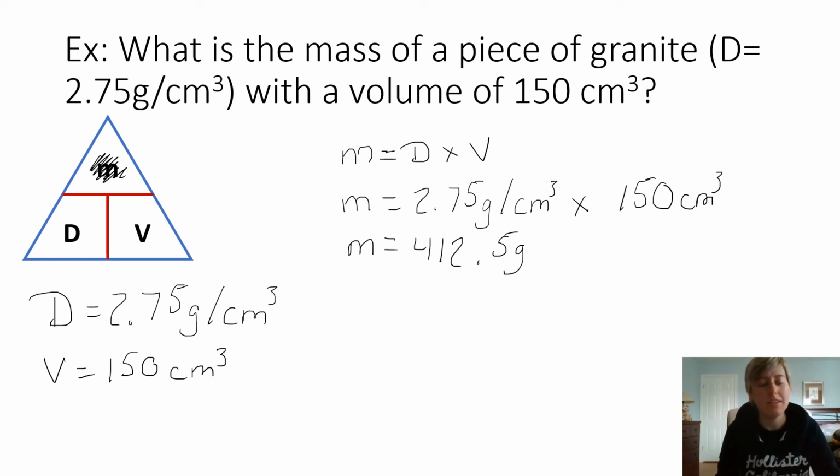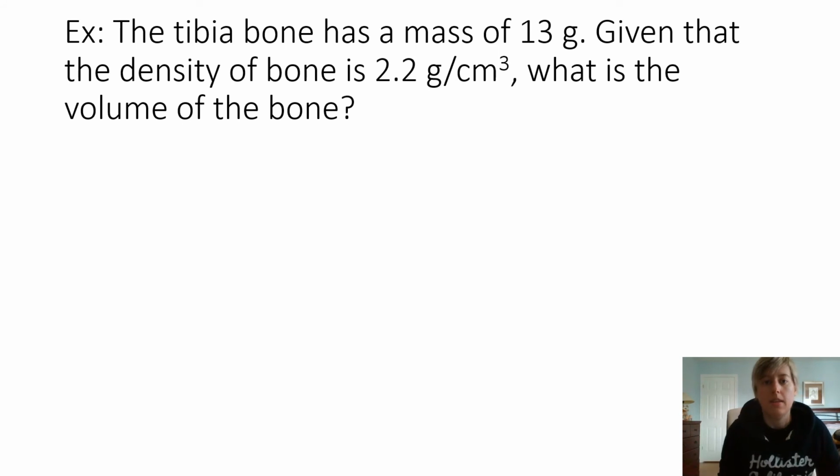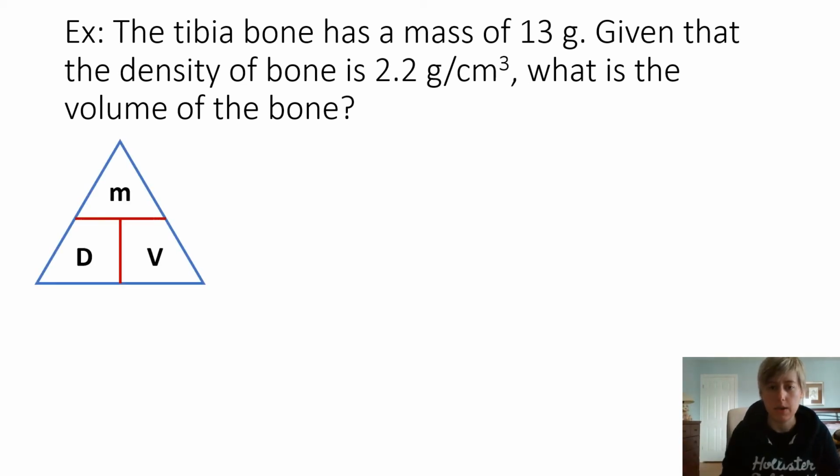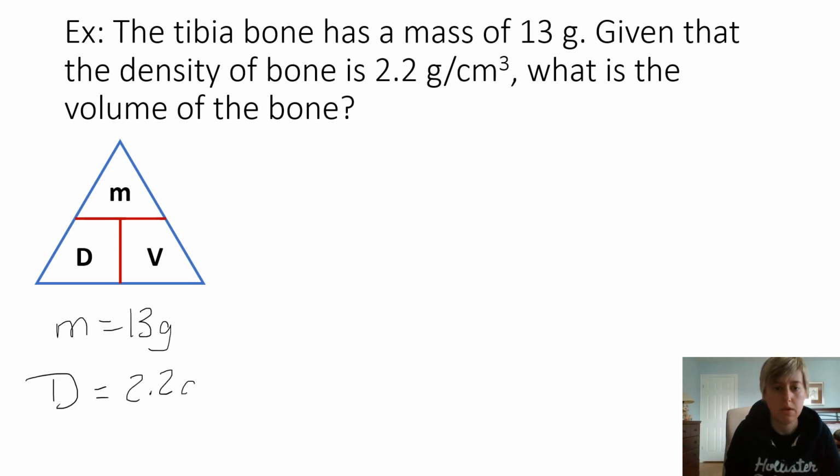Okay, so now we're going to do one more practice question. In this practice question, we're going to be looking for volume. The tibia bone has a mass of 13 grams. Given that the density of the bone is 2.2 grams per centimeters cubed, what is the volume of the bone? So, first step, write my density triangle. Second step, write down my variables. So I have mass is equal to 13 grams. I have density is equal to 2.2 grams per centimeter cubed.